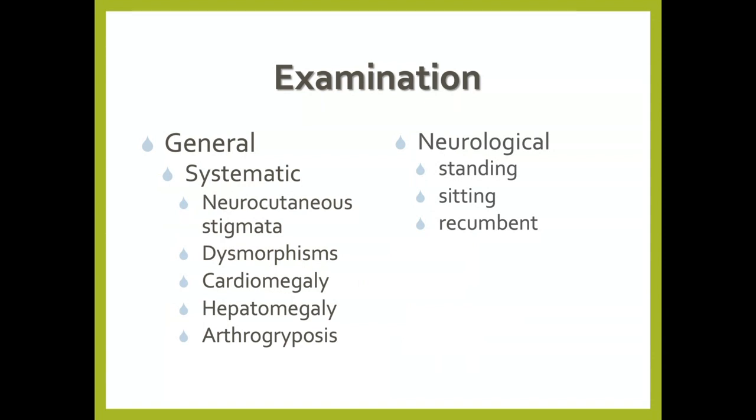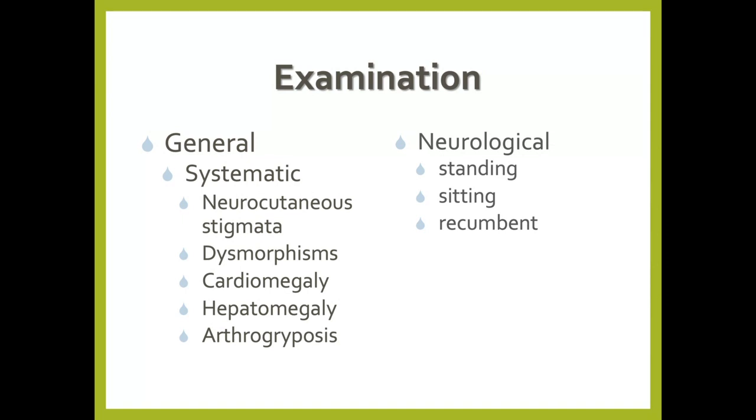The examination, in terms of the general examination, we look for things like growth, anthropometry, and stigmata of neurocutaneous disease, so features that might tell us that this is likely neurofibromatosis type 1 or tuberous sclerosis or hypomelanosis of Ito. Dysmorphisms, because that may tell us that there's a genetic basis for this. And the presence of cardiomegaly or hepatomegaly should make you think about a storage disorder like a glycogen storage disease. And the presence of arthrogryposis, which means contractures that the child was born with, limb contractures, should make you think about something like a congenital myopathy.